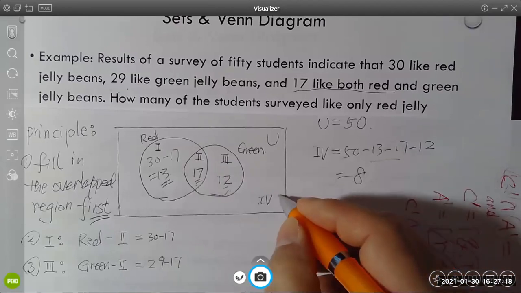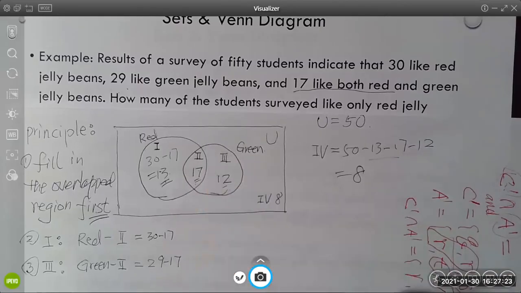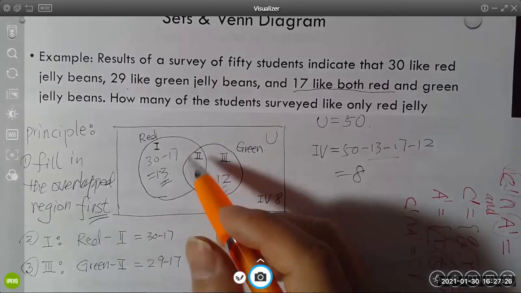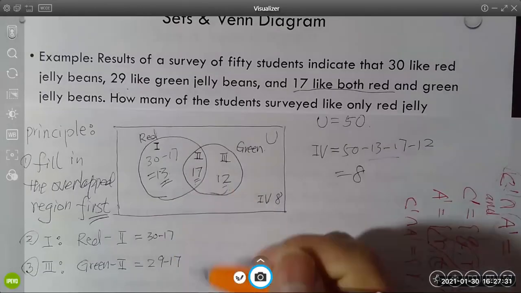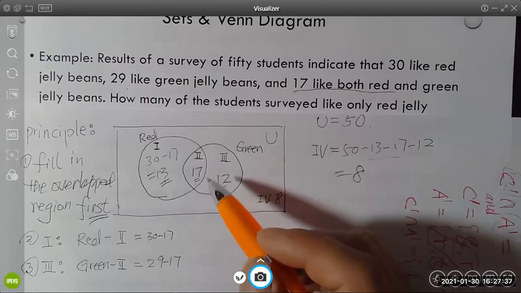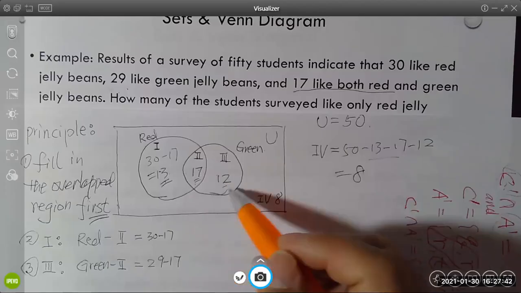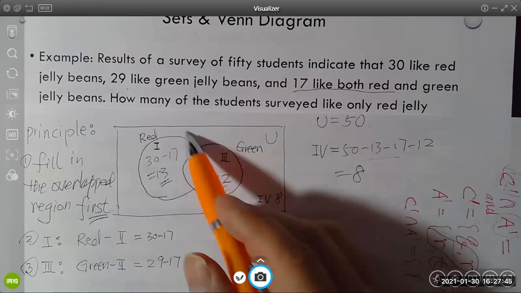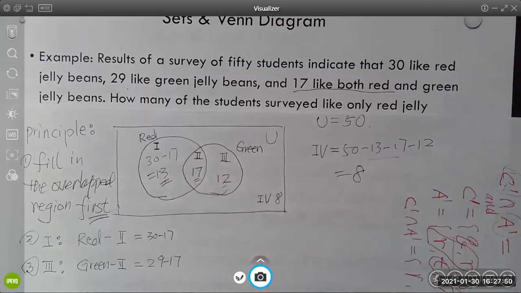Now imagine that after you have this Venn diagram, you can answer any question you can ask. If they ask how many people like red jelly beans, that's the whole circle, 13 plus 17, that's 30. If they ask how many people like green ones, add these two together. How many people like both? This. How many people like red or green? That's a union. Add all 3 numbers together. And how many people like neither? That's 8. So you can ask any questions. That's why we create the Venn diagram first.